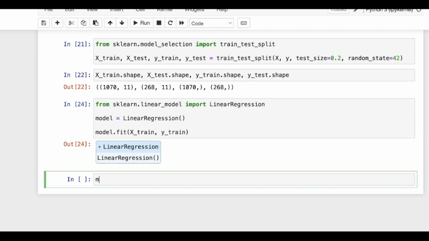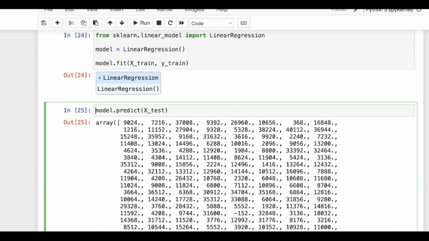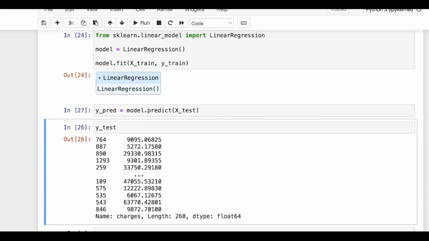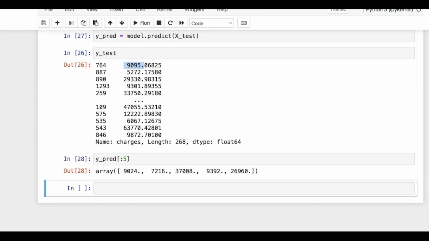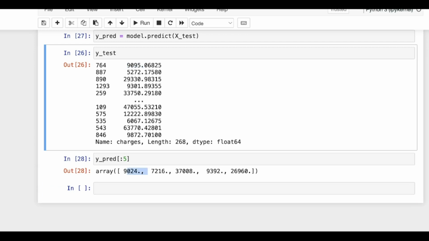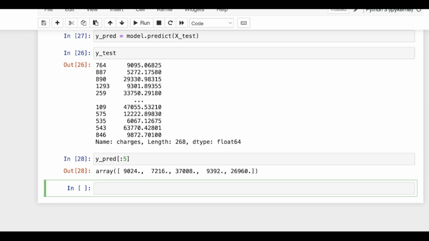Now let's do some prediction. Let's pass the testing data set. What were the actual values for this? The actual values were stored in the test data set, y_test. These are the actual values. Let us store the predictions into y_predicted. Let's check the predicted values, only the first 5. So the actual value was 9095 and our model predicted it to be 9024. Here the actual value was 5272. The model predicted it to be 7260. So it is close.